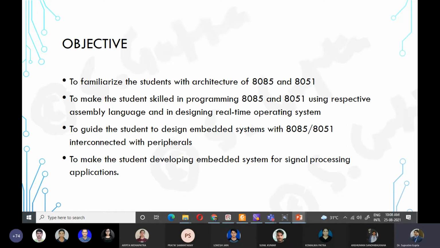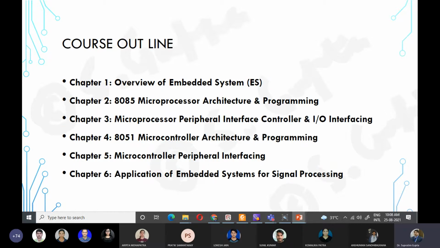With this objective as our guideline to expand these courses, we can divide the whole course into a number of chapters, following the objectives we have developed.